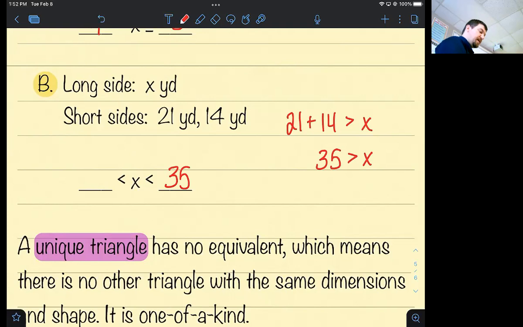Because I want my symbol opening up away from the x, like it is right here. Okay. Now, not every value smaller than 35 is going to work though. So my shortest side is 14. My next shortest side is 21. To qualify for the long side, it has to be at least bigger than 21, right? Okay. So I could go down to 21. But 35 is the biggest it can be.